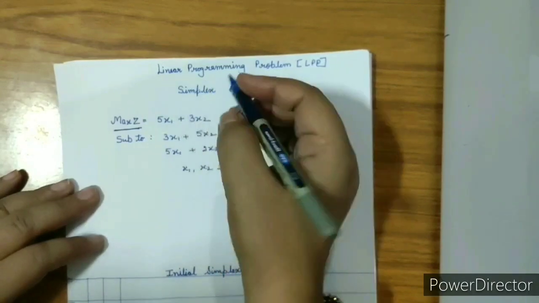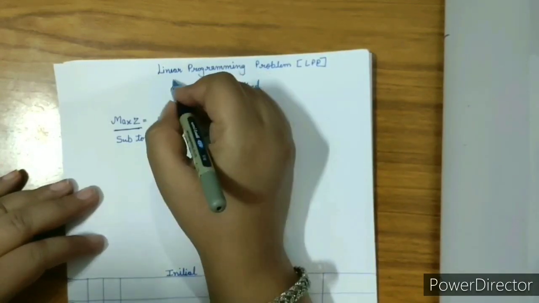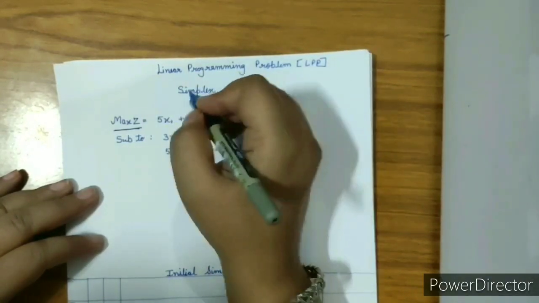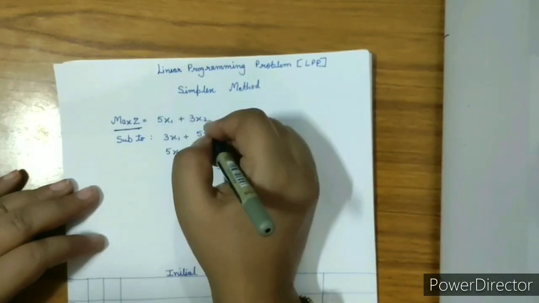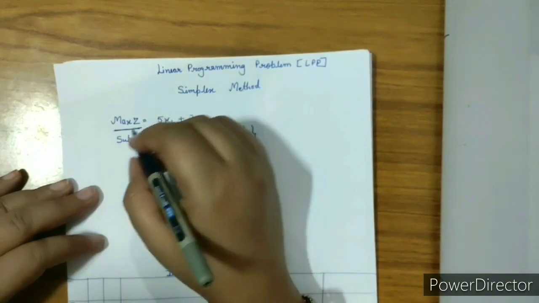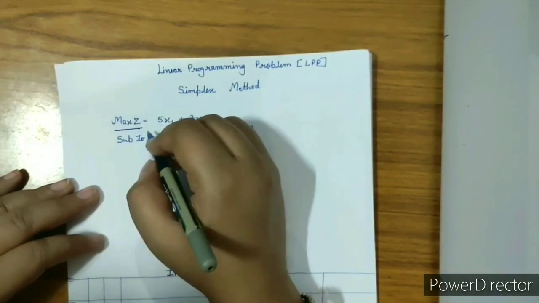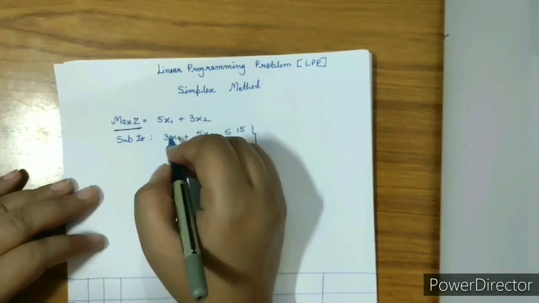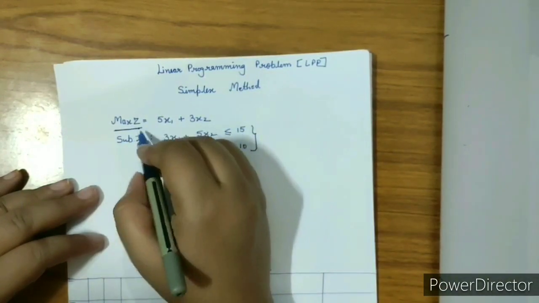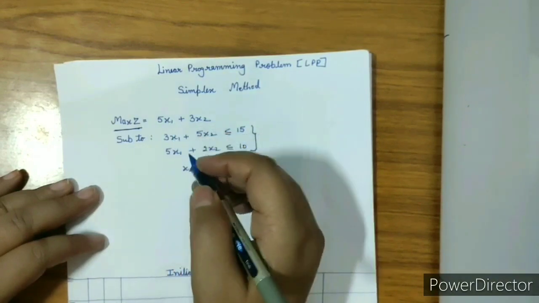Here I am going to explain how we solve a linear programming problem by the simplex method. The simplex algorithm is a method to obtain the optimum solution. The simplex algorithm has many steps. Today I am going to discuss a maximization problem.